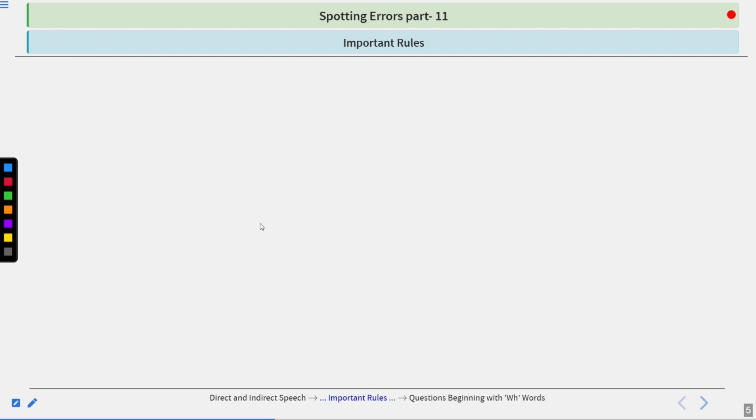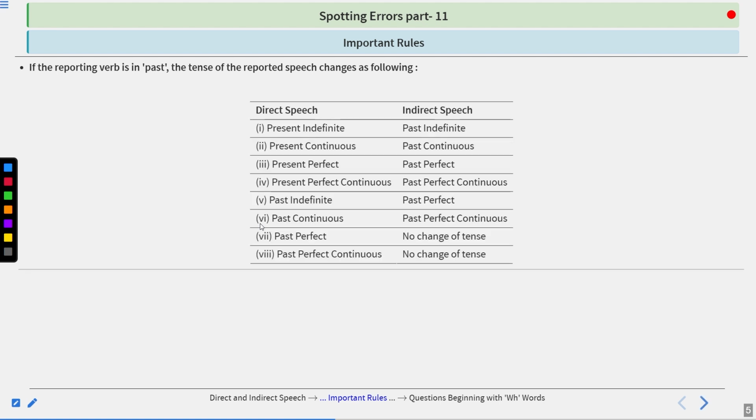Important rules. If the reporting verb is in past, the tense of the reported speech changes as following. As you know, direct speech has two parts. The first one is the reporting verb and the second one is the reported speech. So we have to do some changes in reported speech. So the changes are from direct speech to indirect speech.